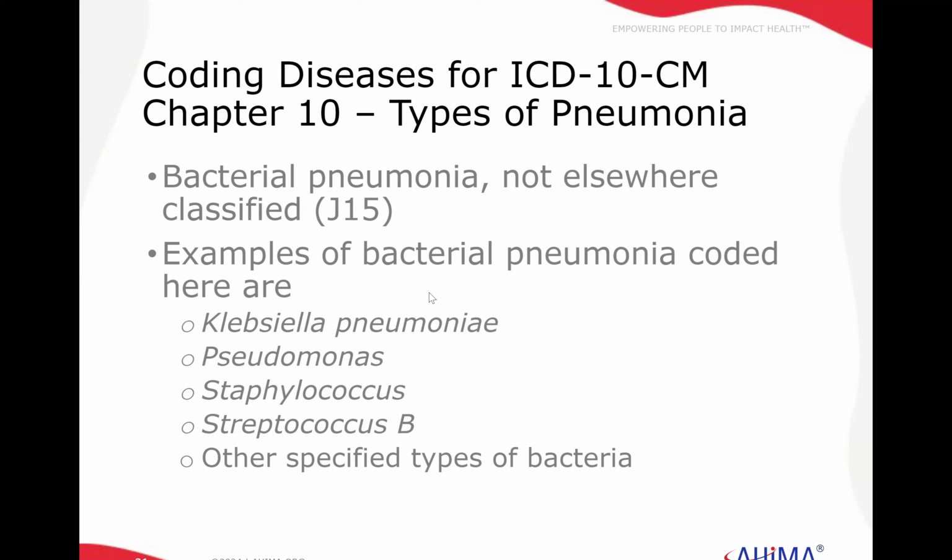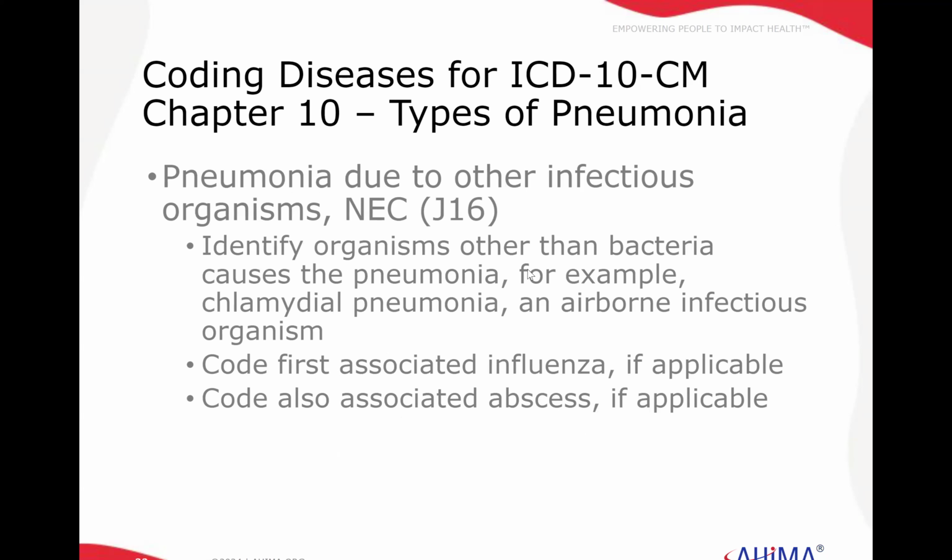And here's some examples. We have the Pseudomonas, Streptococcus B, Staphylococcus, and others. And of course, we get into pneumonia that's due to other infectious organisms, the J16. And again, the same kind of code first, code also notes that we saw earlier.